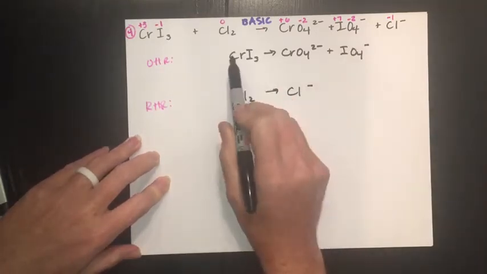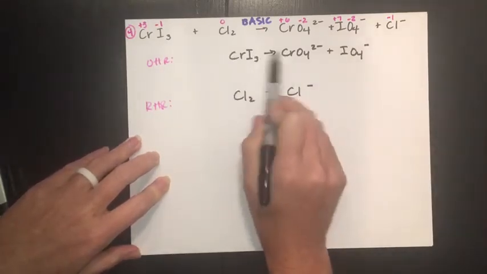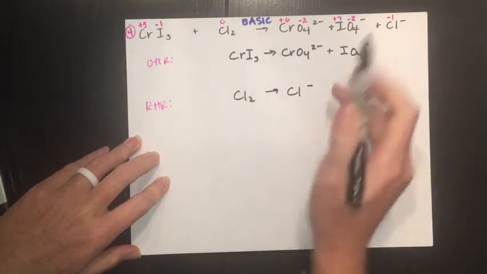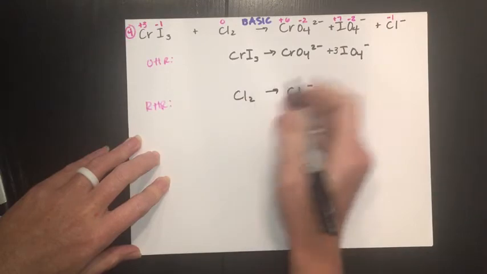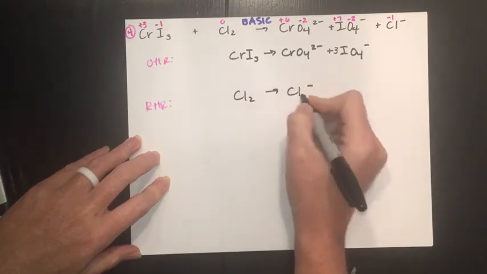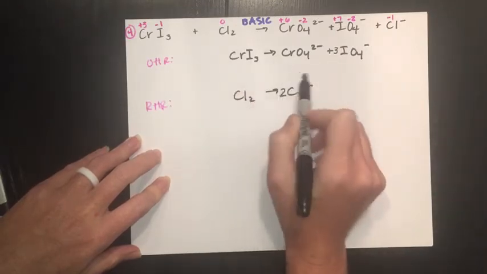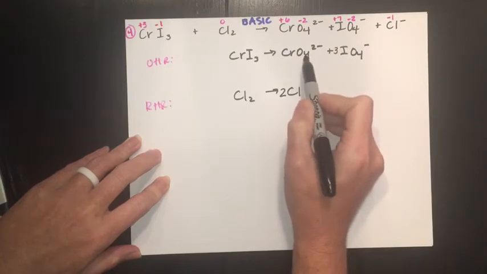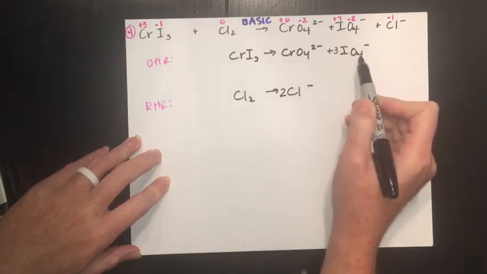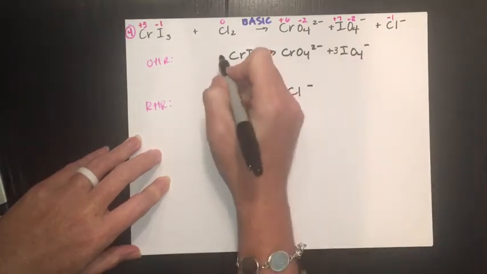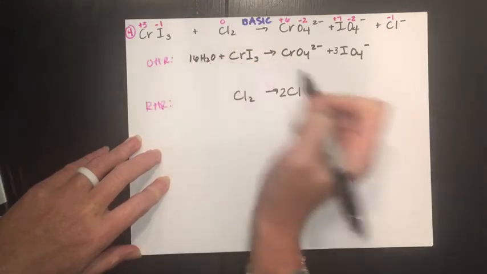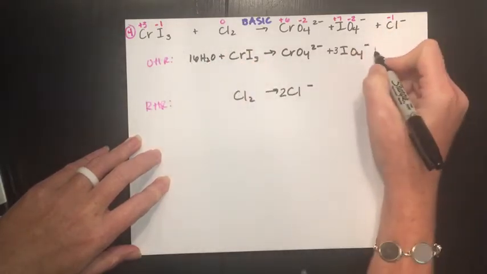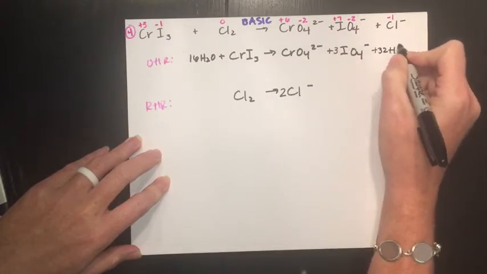All right, let's check on, make sure all of the other elements are balanced. Chromium is balanced, but iodine, there are 3 here and only 1 here. So that becomes a 3. Chlorine, 1 here, 2 here, so we need 2 on this side. All right. Here we have 4 oxygens plus another 12 oxygens, which is 16. 16 waters. So that's 32 hydrogen ions. So we have to add 32 hydrogen.